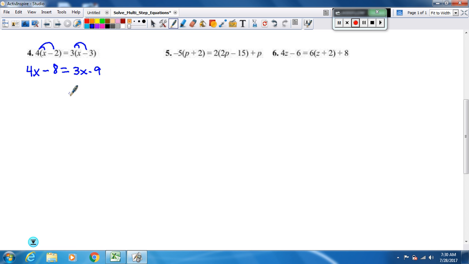Okay, to get your x's together, I usually move the smallest one. So I have a choice to move a 4 or a 3. 3 is smaller. So you have to move it with opposites. So the opposite of positive 3x is negative 3x. Make sure you keep the letter with it.